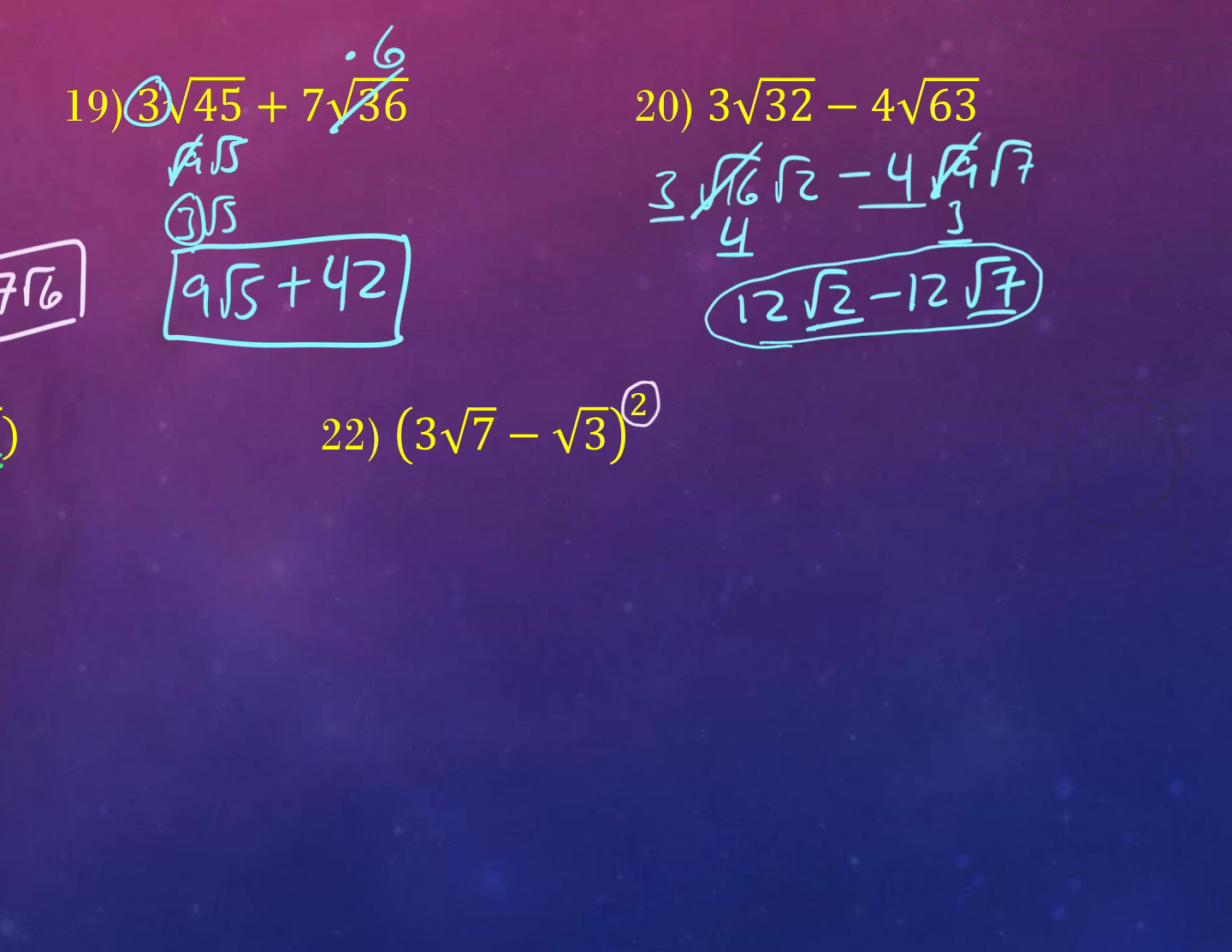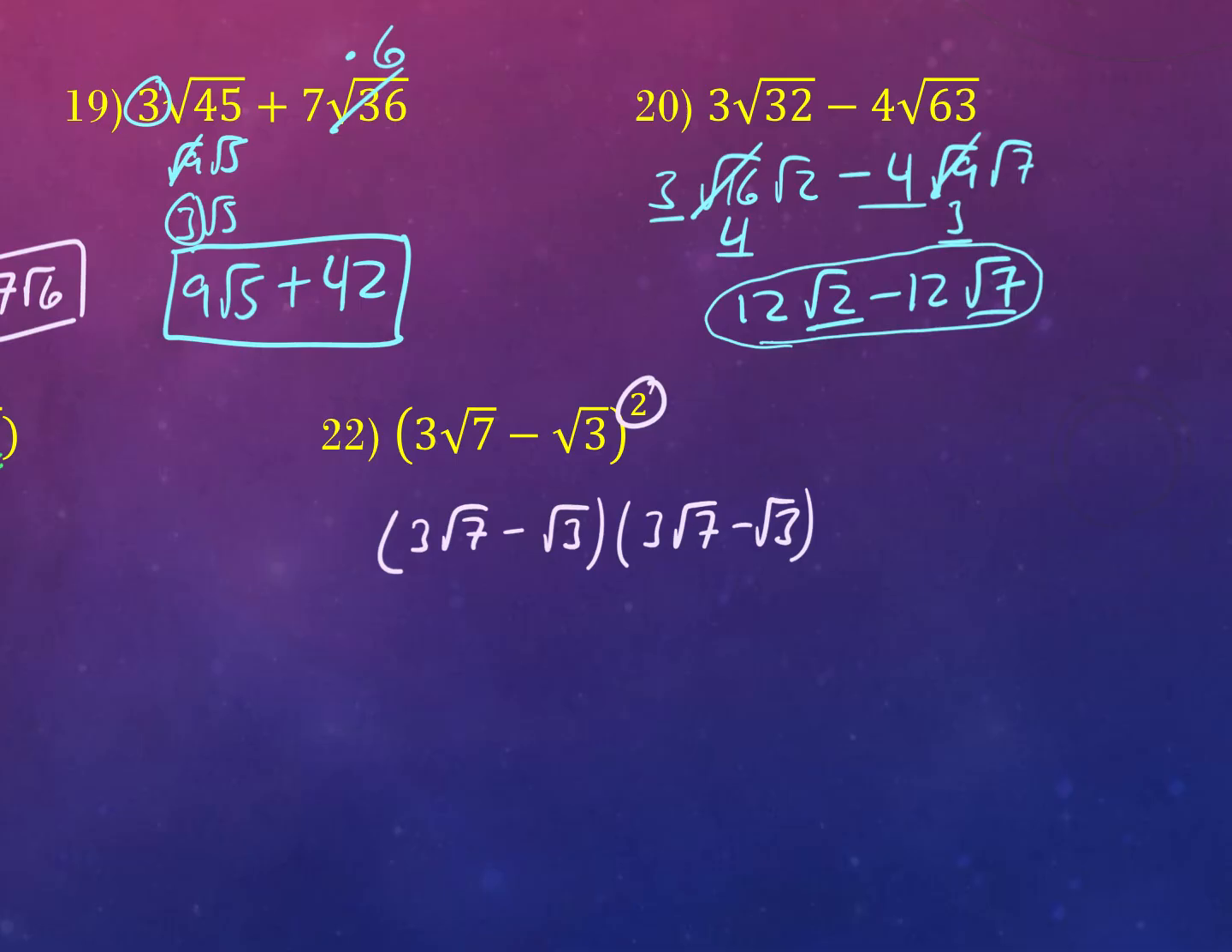What you don't want to do is distribute that square to each of these terms. A lot of people are tempted to do that; you take a lot of mental shortcuts. You don't want to do it there. That will not work. So what you want to do instead, what does it mean to square something? Well, it just means to multiply it by itself. So I'm going to do 3 square root of 7 minus the square root of 3 times 3 square root of 7 minus the square root of 3.